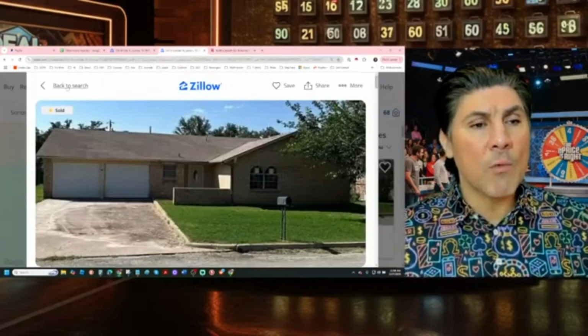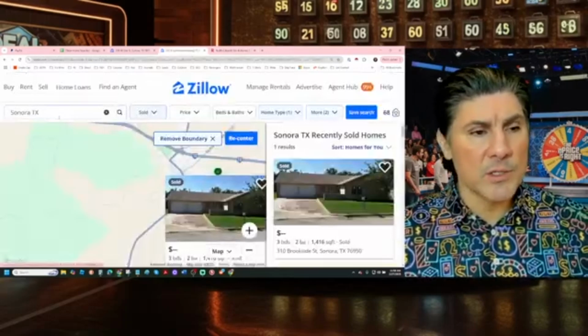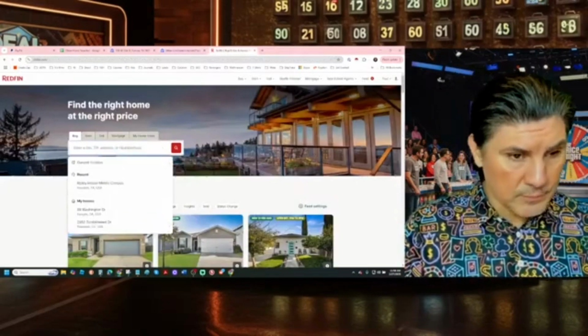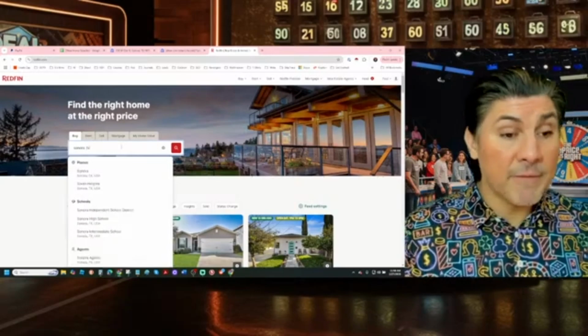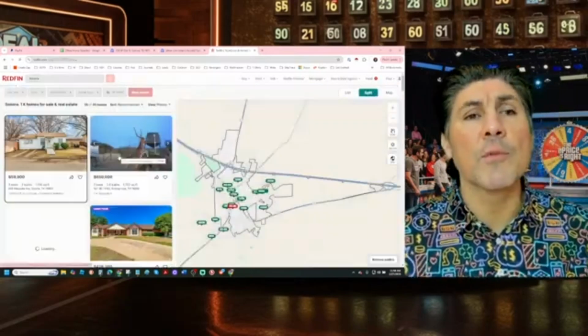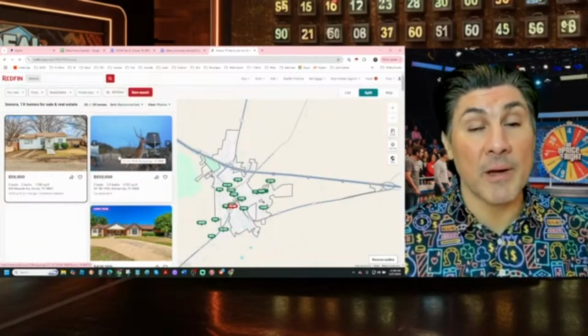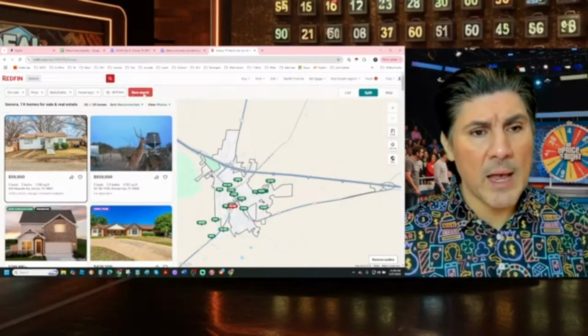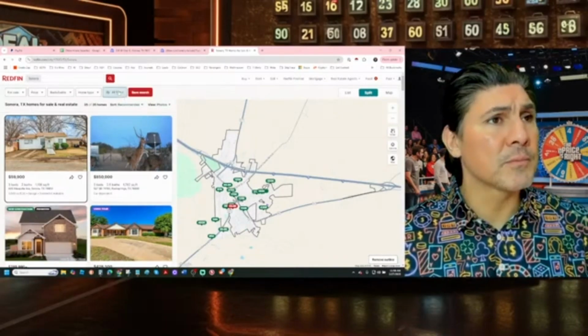So I'm going to find out what the city and the zip code is. We're in Sonora, Texas. So now I'm going to look for Sonora. And remember, Redfin isn't in all 50 states. Sonora, Texas. I heard rumors that Zillow might be trying to buy out Redfin, by the way. I don't know if that's true or not, or if you've heard the same thing. If you have, let me know.